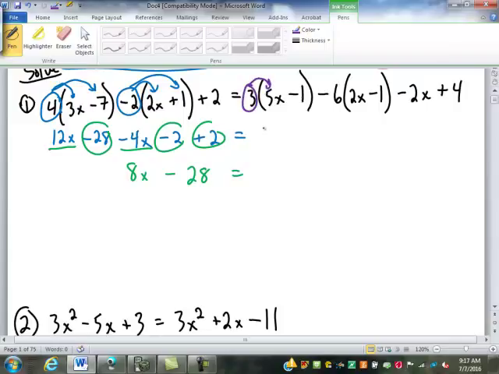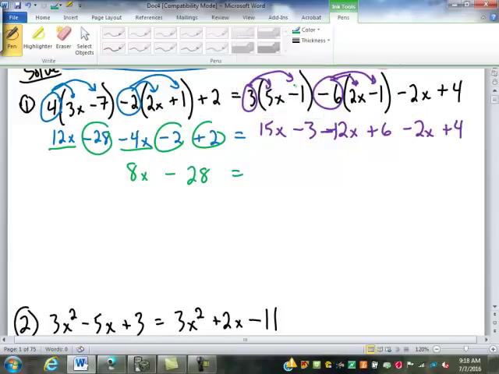3 times 5x is 15x. And then 3 times negative 1, negative 3. Next, negative 6 times 2x is negative 12x. You're right, negative 12x, and then negative 6 times negative 1 is positive 6, and then negative 2x plus 4.